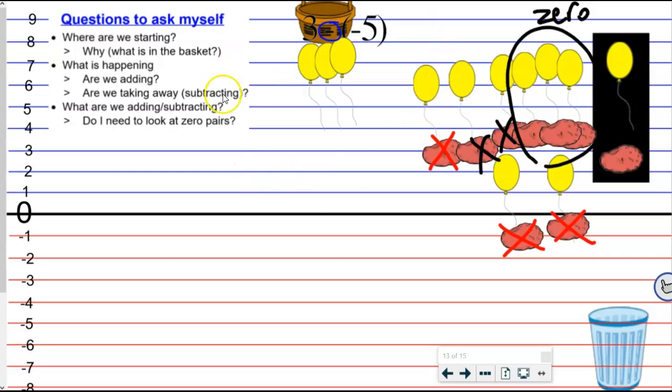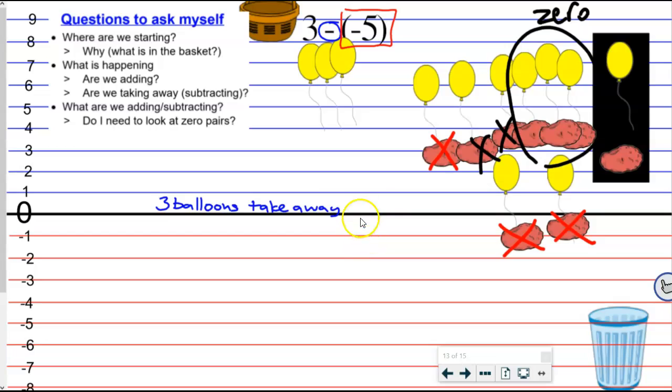So, I'm not going to try and summarize where all of that stuff is. I'm going to write it down here. We had 3 balloons. We were supposed to take away, let's make sure we look at this problem carefully. I'm going to move the basket out of the way just so we can see. Do you see how it says 3 minus, and then what comes after the minus? The number negative 5, exactly. So that's 3 balloons, take away 5 rocks. We're like, hey, we don't have any rocks, so let's take a look at all those 0 pairs that could be there.